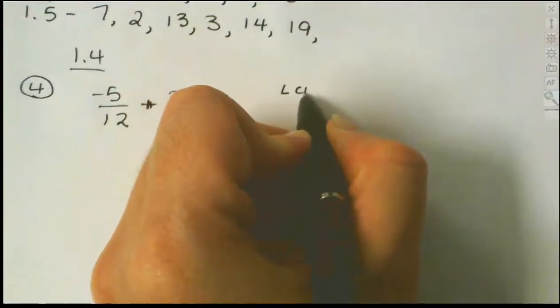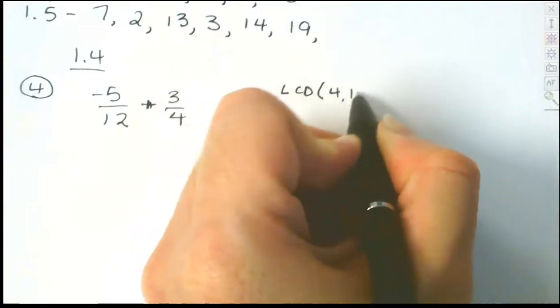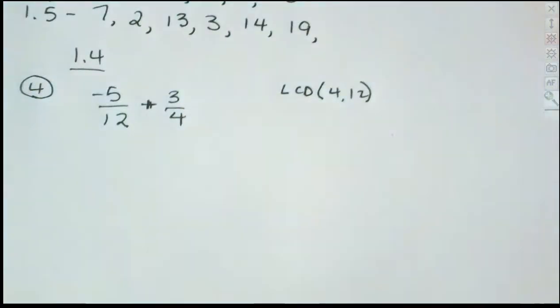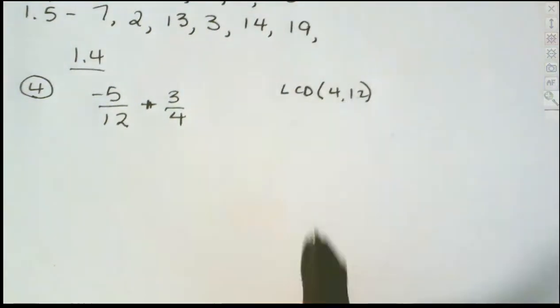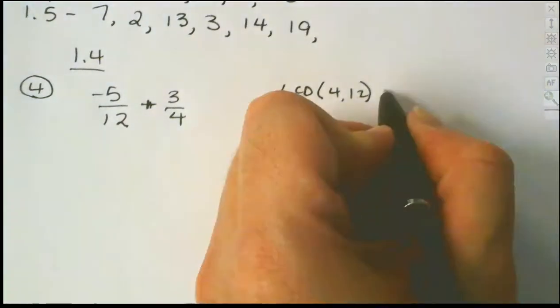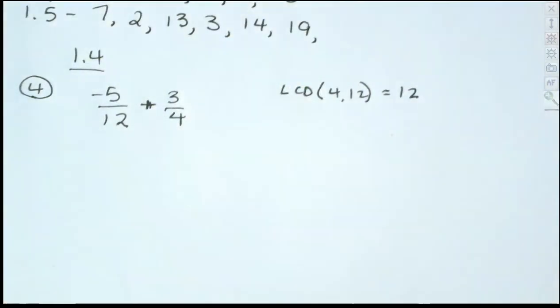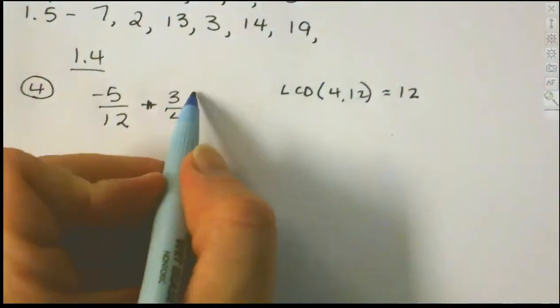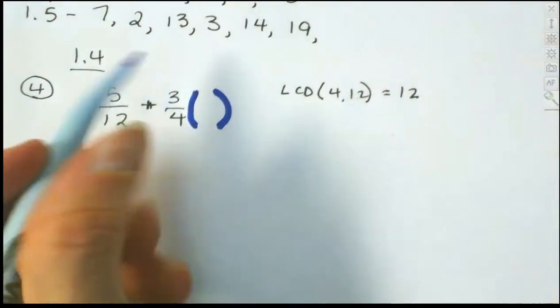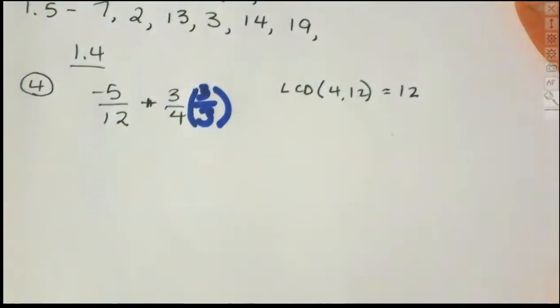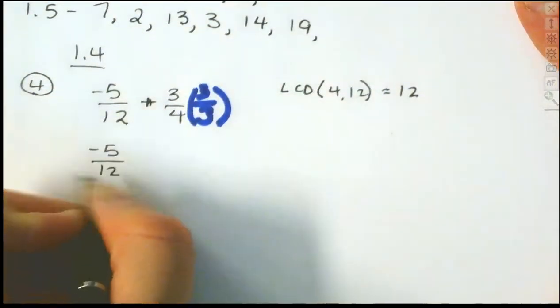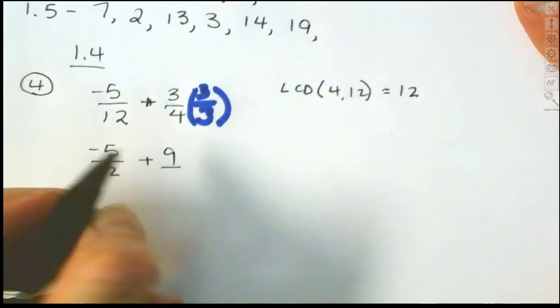And we need a least common denominator of 4 and 12. Well, that's easy enough because when we look at our larger number, 12, well, 12 evenly divides by 4. So our least common denominator is going to be 12. So we've got that. Now we need to make sure we get common denominators. So we're now going to go ahead and multiply that 3/4 by 3 over 3. And now we are left with minus 5/12 plus 9/12.